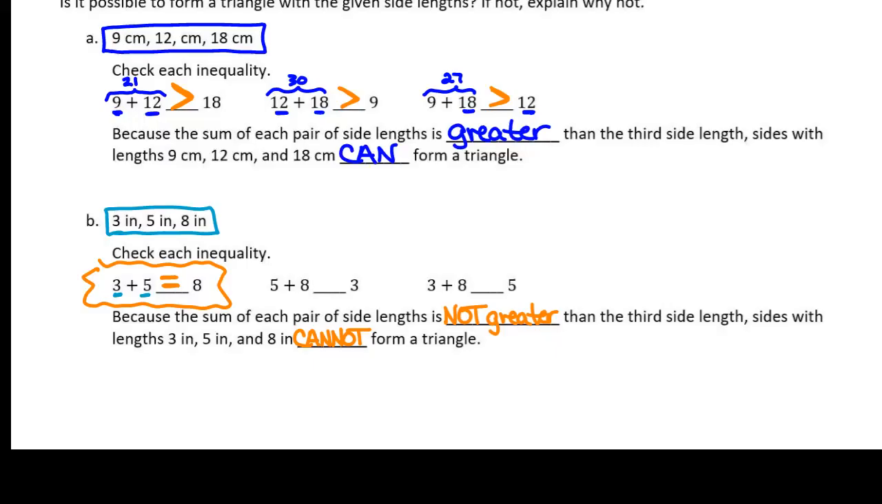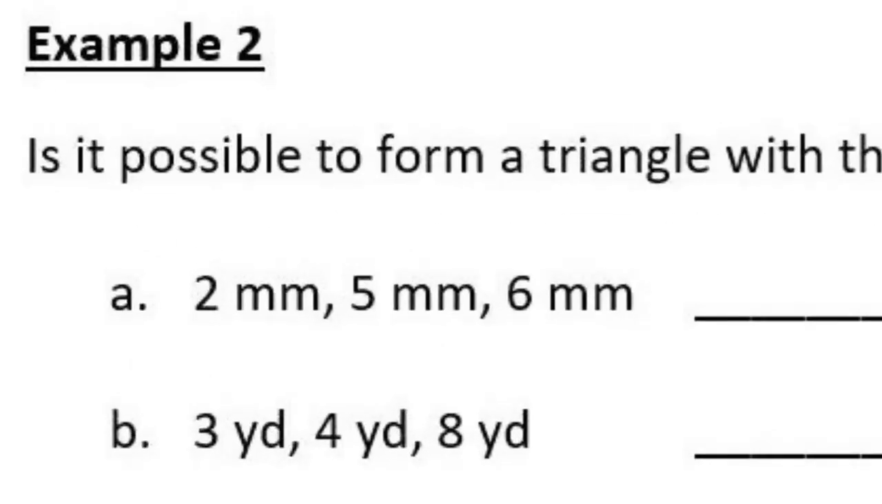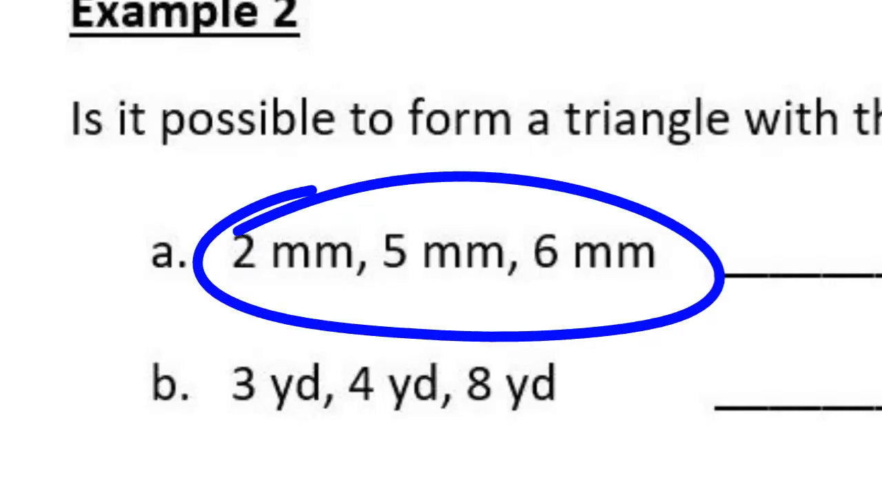All right, let's look at example number 2 then. Is it possible to form a triangle with the given side lengths? If not, explain why not. So I only really need to check, like I mentioned before, the 2 smallest sides to make sure they add up to be bigger than my biggest side. On example A, what are the 2 smallest sides?